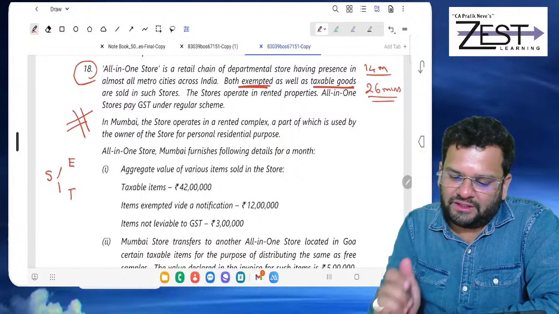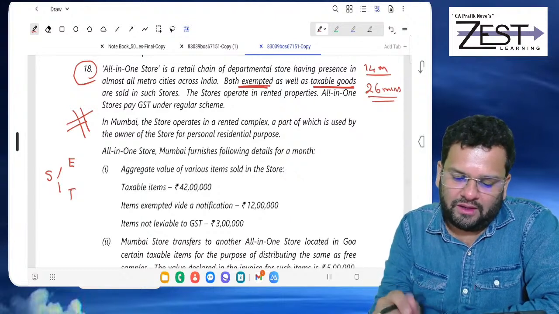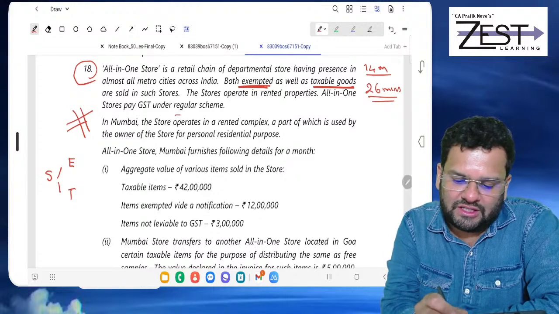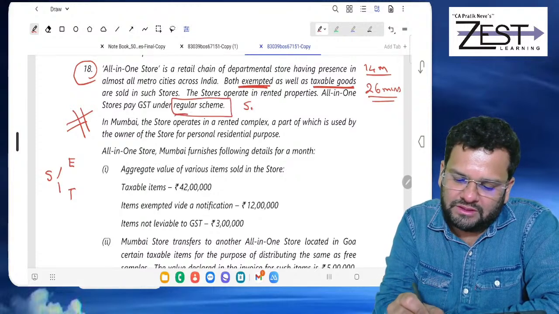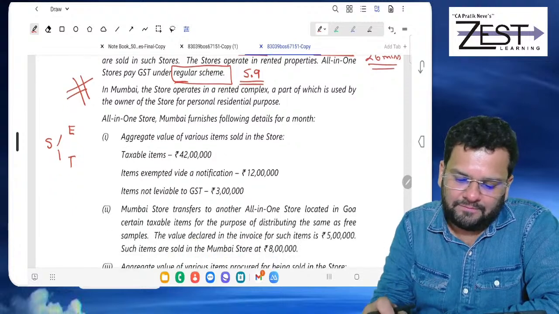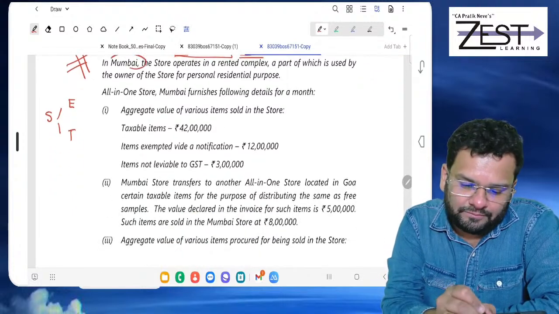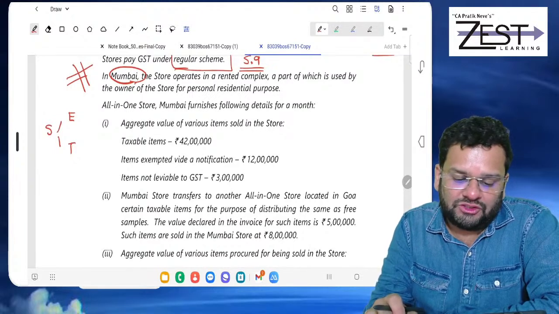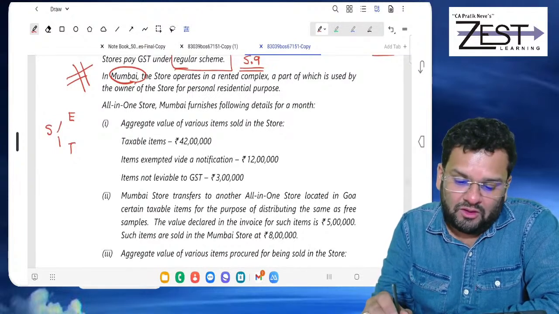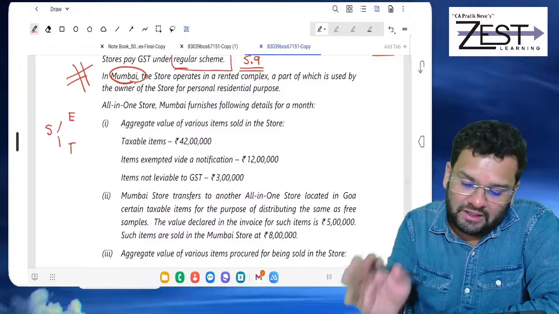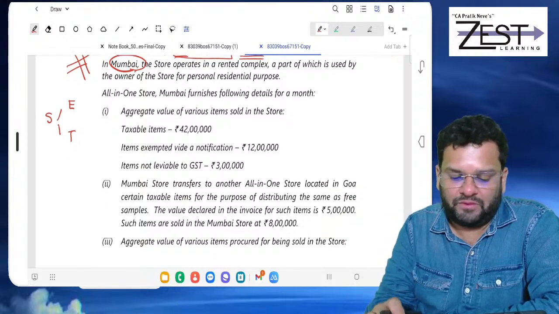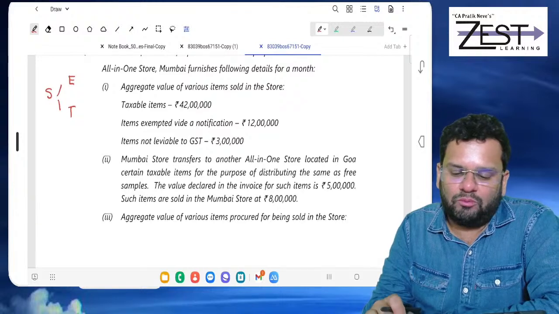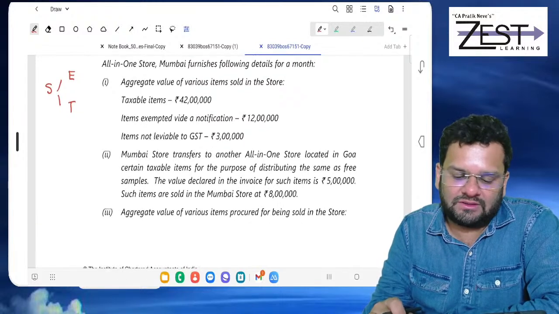The stores operate in rented properties. Okay, All-in-One Store pays GST under the regular scheme, means section 9. In Mumbai, the store operates in a rented complex, a part of which is used by the owner of the store for personal residential purpose. All-in-One Store Mumbai furnishes the following details for a month.